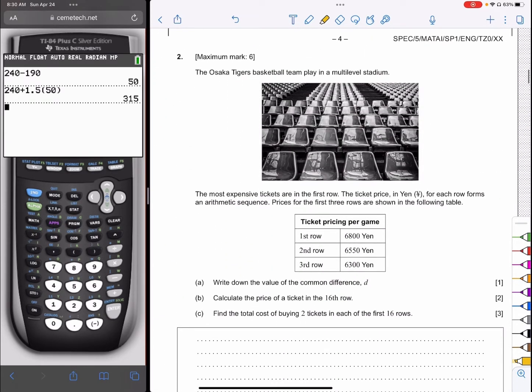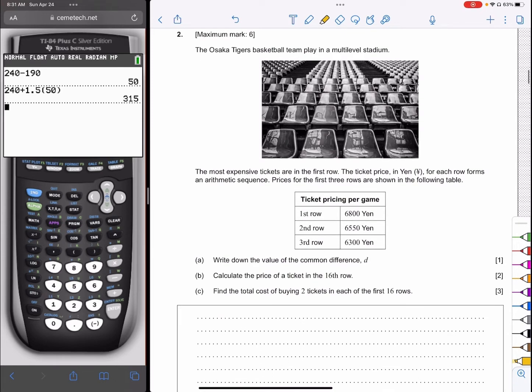Question number 2. It says we have the Osaka Tires basketball team, which plays in a multi-level stadium. The most expensive tickets are in the first row. The ticket price in yen for each row forms an arithmetic sequence. Prices for the first 3 rows are shown in the following table. Write down the value of the common difference.